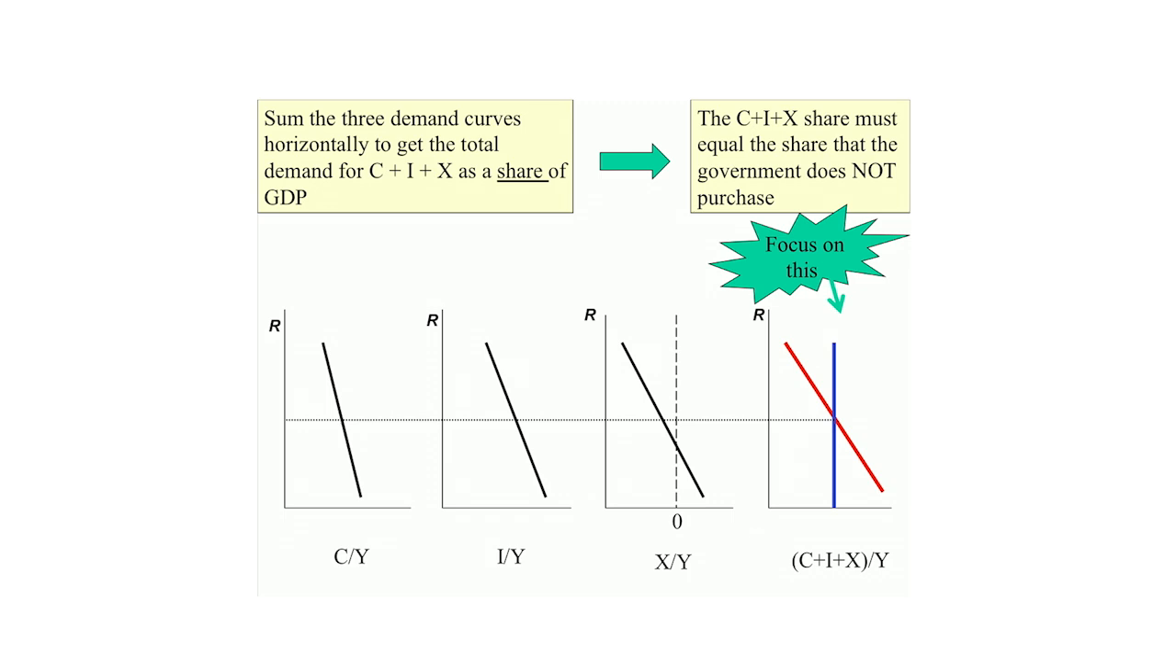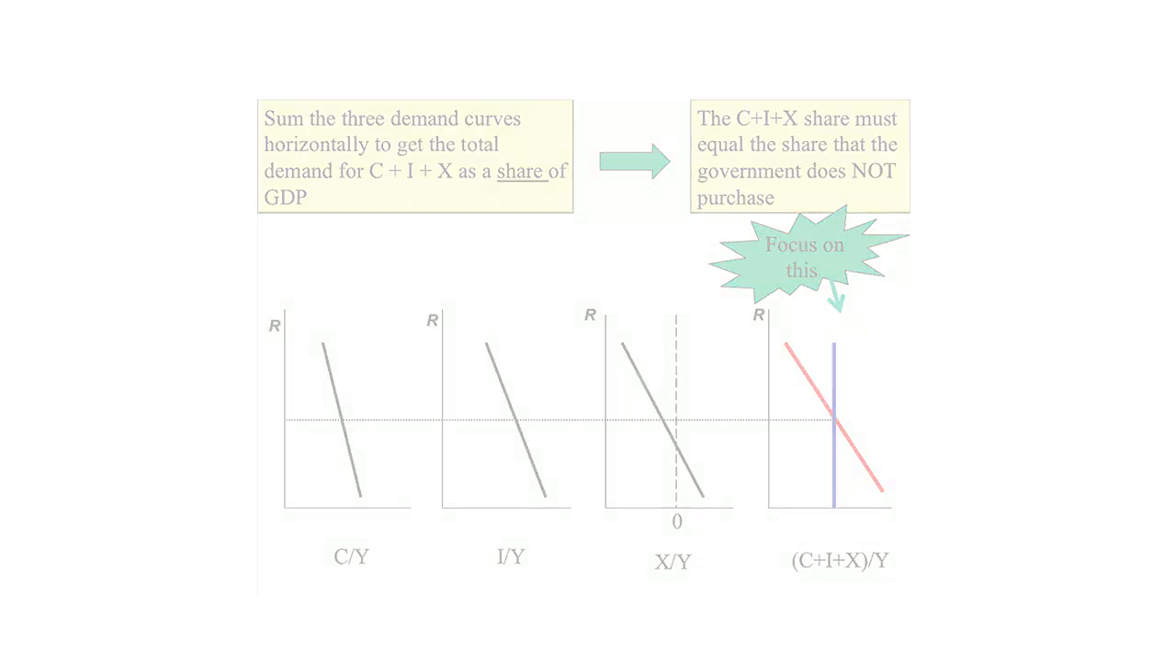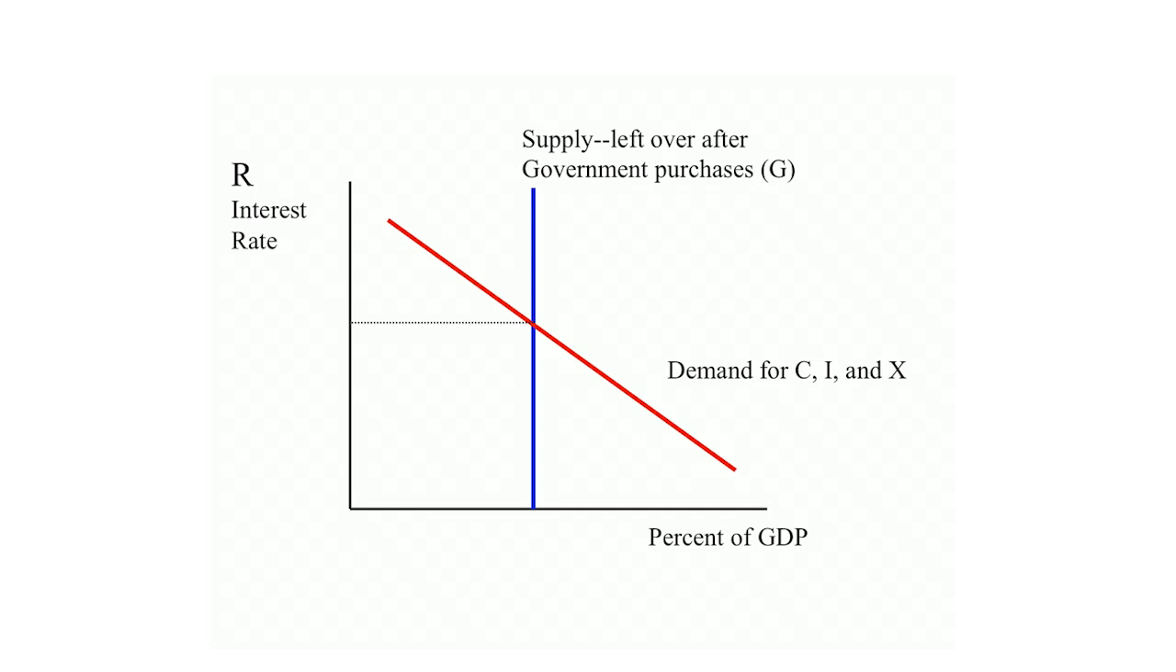And we're going to think about that diagram over on the right now in a little more detail, and then come back and find out what it implies for the diagrams on the left. So here's the diagram that was on the right. There you have that downward sloping demand for C plus I plus X, the sum of those, and the vertical line is what's left over after government purchases. I gave an example where it was drawn at 80 if government purchases was 20.